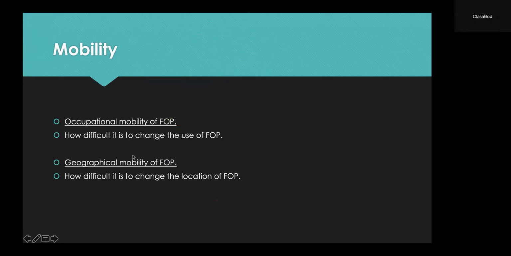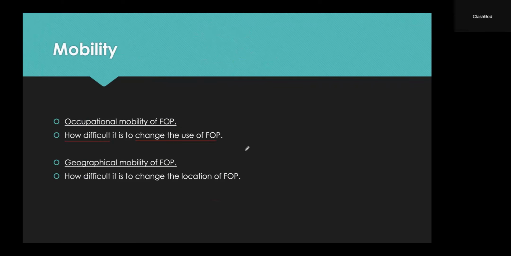And then there's this idea called mobility. There are two types of mobility. The first type is called occupational mobility. It's a fancy way to say how difficult it is to change the use of factors of production.